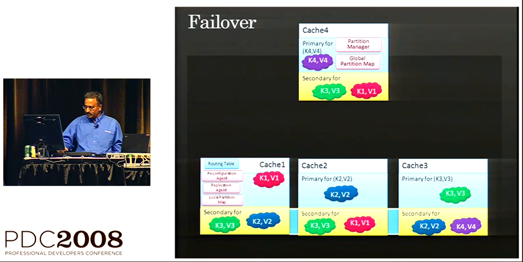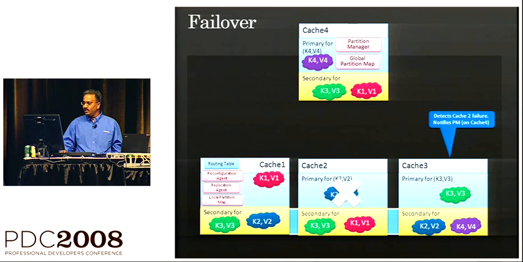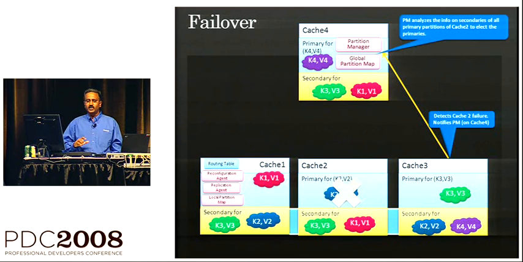And so in this case, let's say this node failed. And what happens? The neighbor notices that, hey, this node has failed. And then it tells the partition manager that cache 2 has failed, do something, because cache 2 was the primary for K2, V2, we need to do something. And then partition manager looks at its partition map and says, who are all the secondaries for this item? And then let me designate one of them as the next primary now.